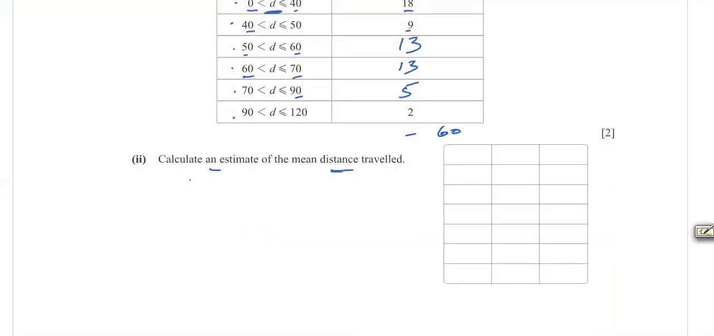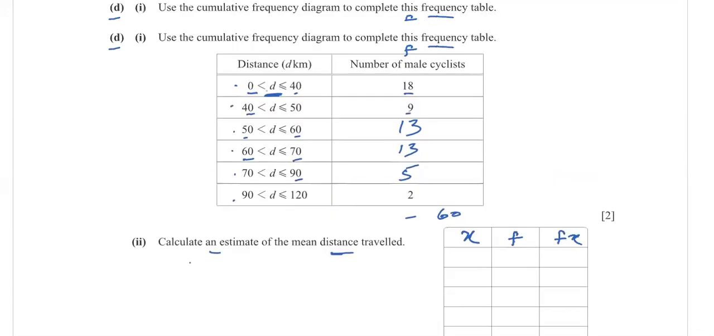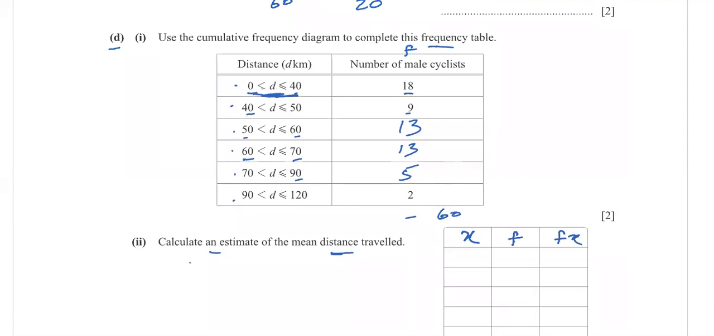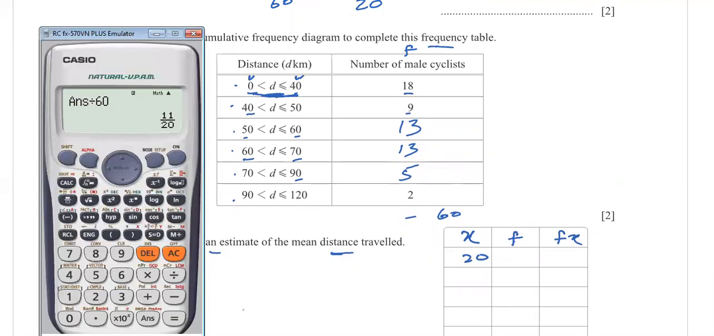Here I will write x, the middle value. Here I will write f, and here I will write fx. Now what is x? In this case x is the midpoint of each class. How do we take the midpoint? We add the lower class boundary and upper class boundary: 0 plus 40 over 2 is 20. In the same way, 40 plus 50 divided by 2 is 45.